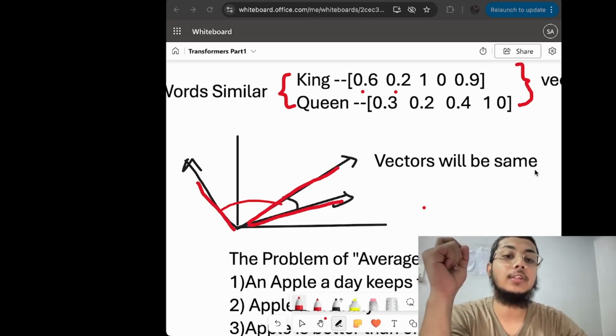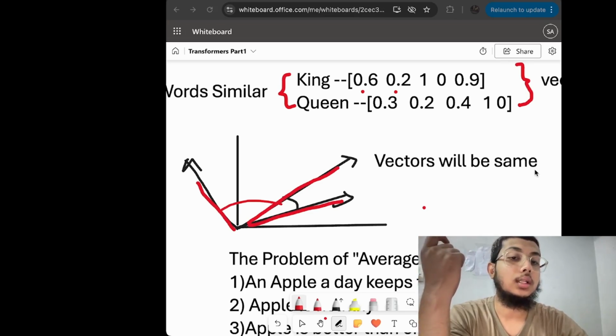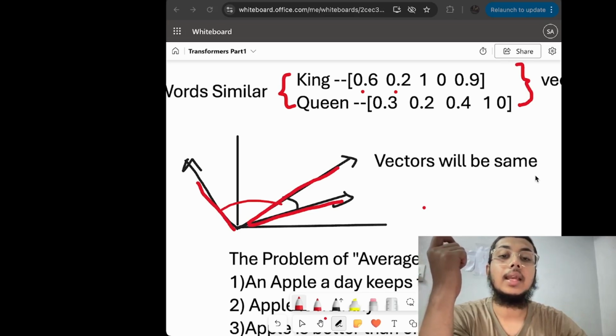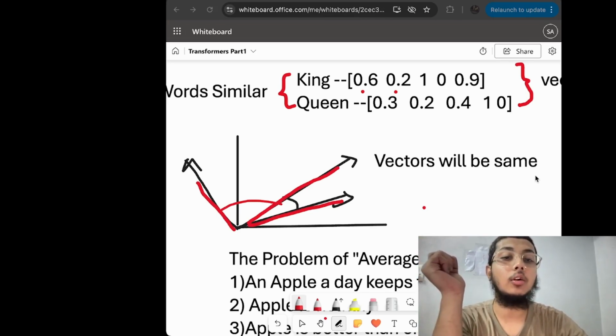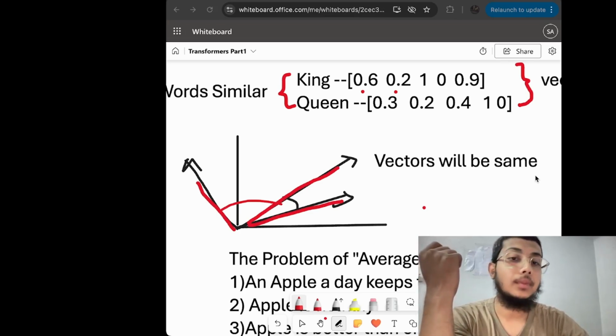Now embeddings are strong and very useful, but there is a problem in embeddings as well. I just told you that what embeddings basically do is convert the meaning of a word into a vector. They have this capability, but sometimes this capability can also cause harm. How? I will explain to you.